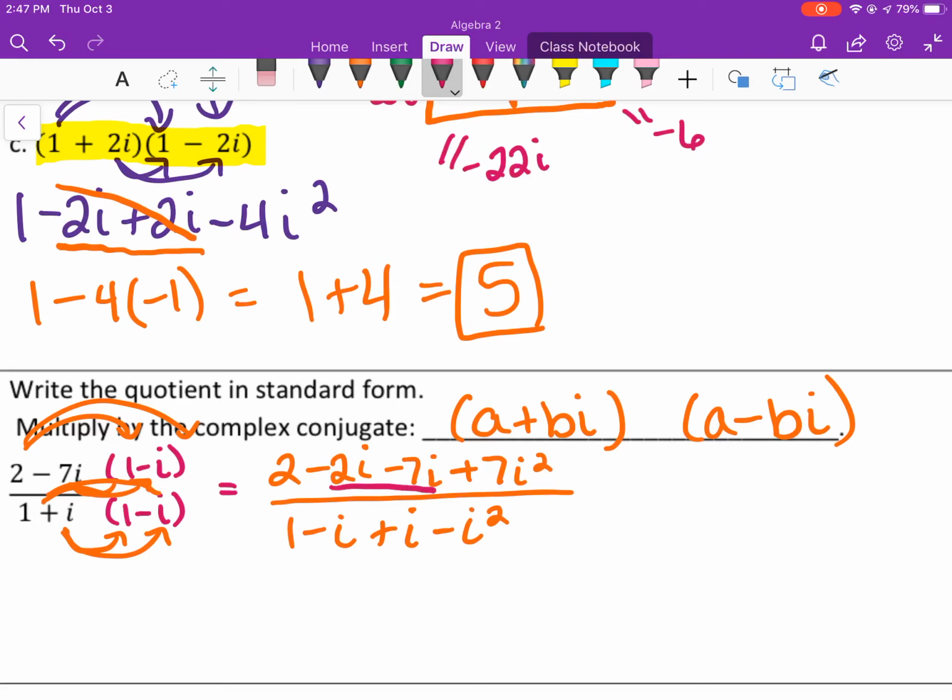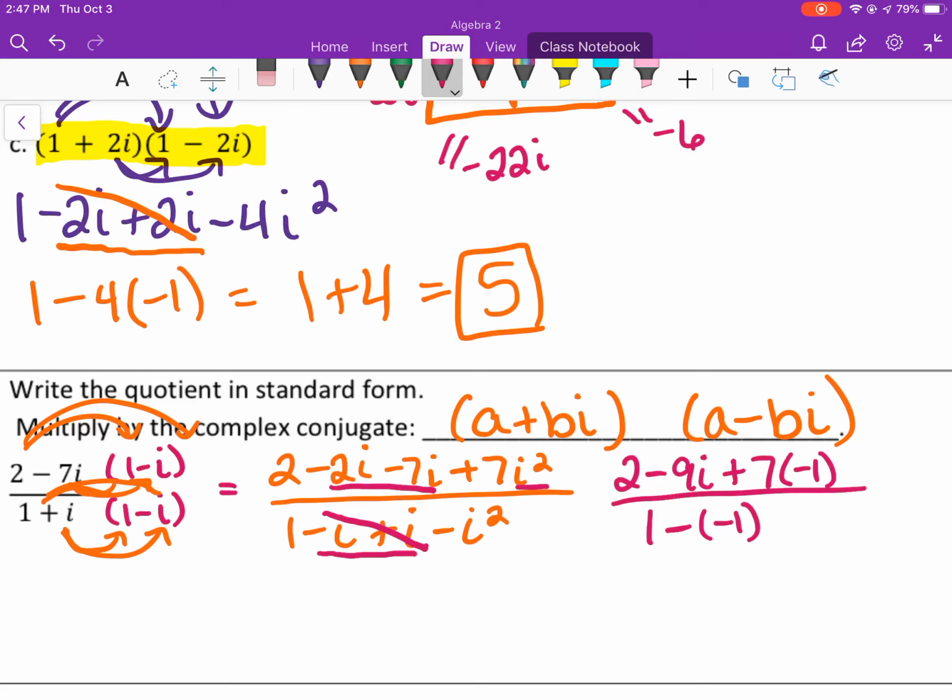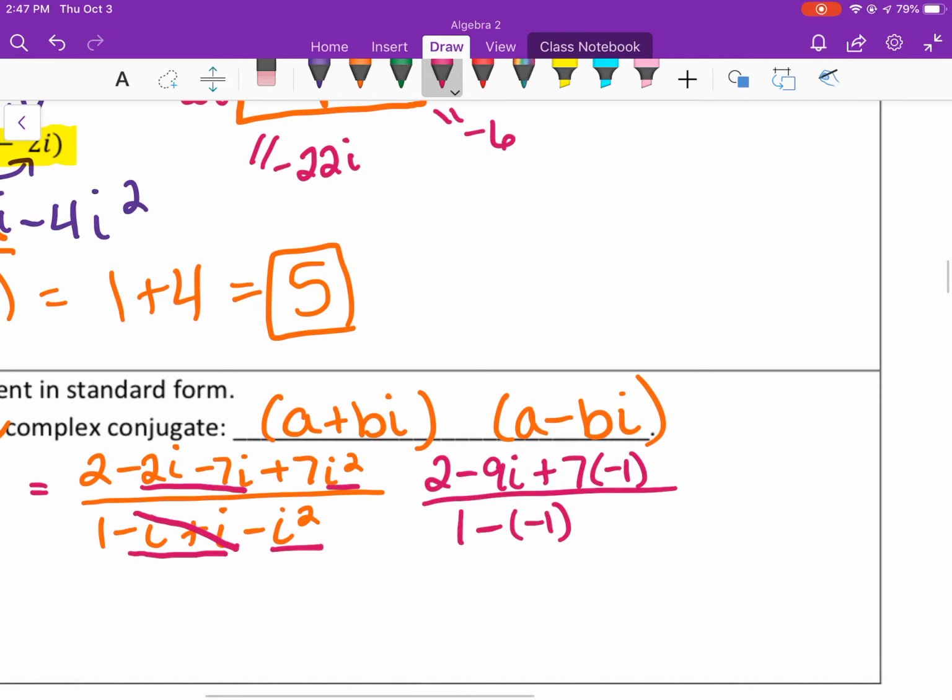So combining the like terms on top, I'm going to have 2 minus 9i. Then I'm going to have plus 7 times negative 1, replacing this i squared with the negative 1. On the bottom, negative i plus i is 0. And then I'm going to have 1 minus negative 1, replacing this i squared with negative 1. So then I can simplify that one more time. On the top, you're going to have 2, and then this will be minus 7. So 2 minus 7 is going to equal negative 5 minus 9i.